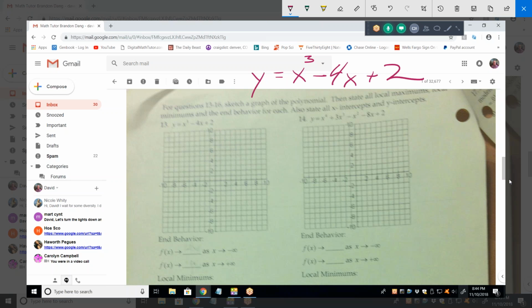We can use the rational factor theorem. If there is a rational factor, it can only be 2 or minus 2.